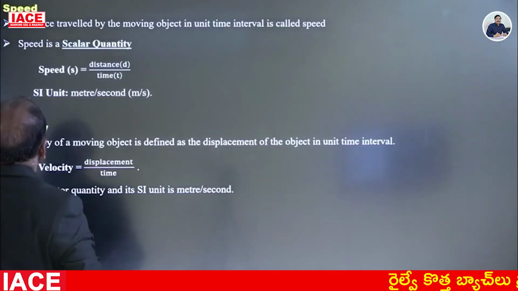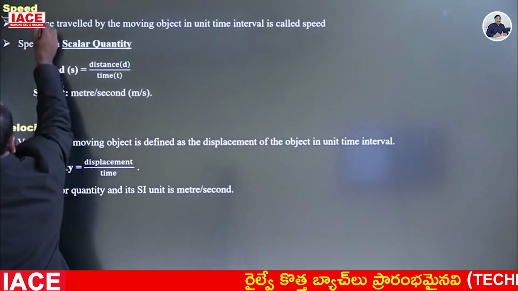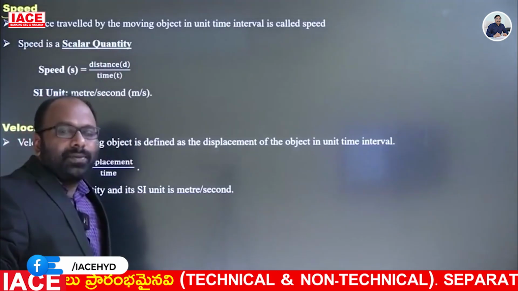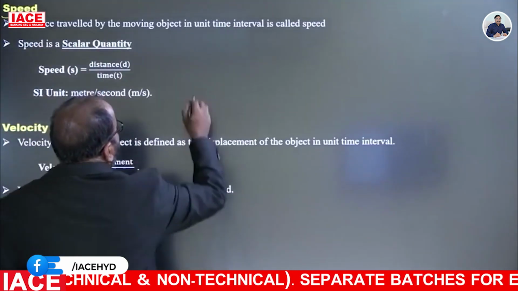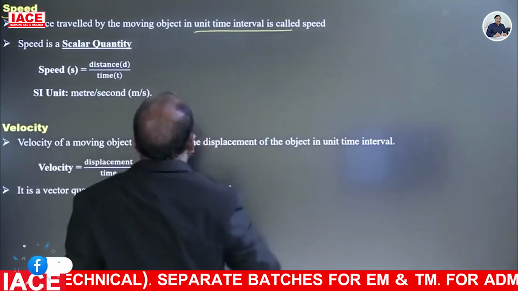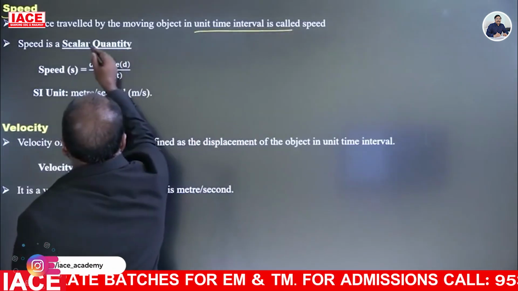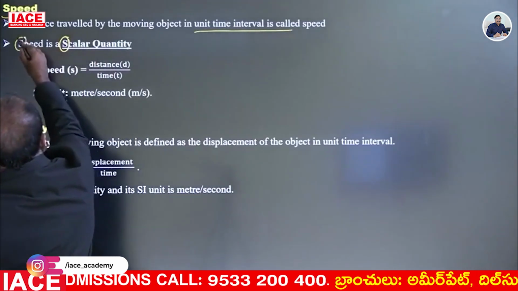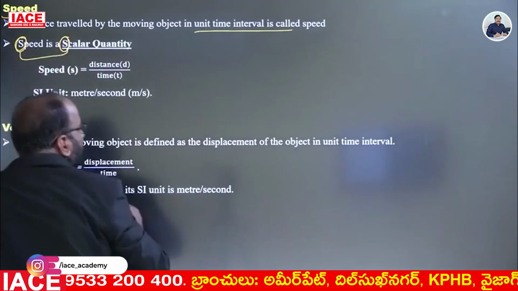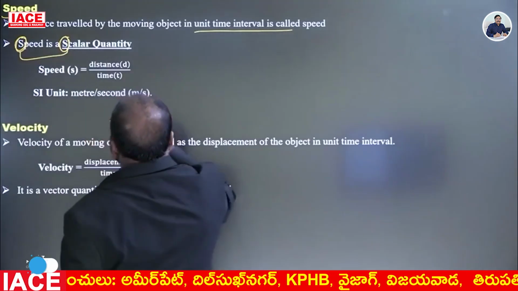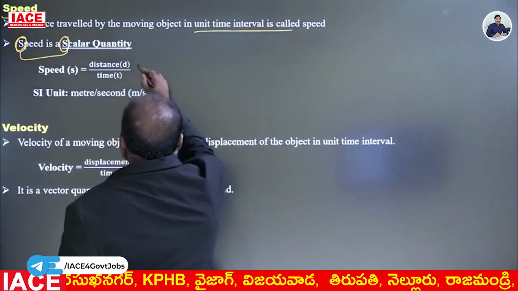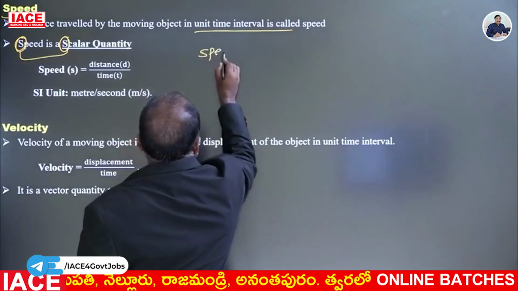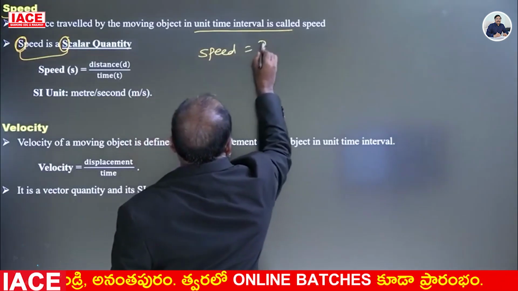Let us see the speed. Distance traveled by the moving object in unit time period, or unit interval of time period, is called speed. Speed is a scalar quantity. S for scalar, S for speed. Speed is defined as distance by time. Speed is equal to distance by time.